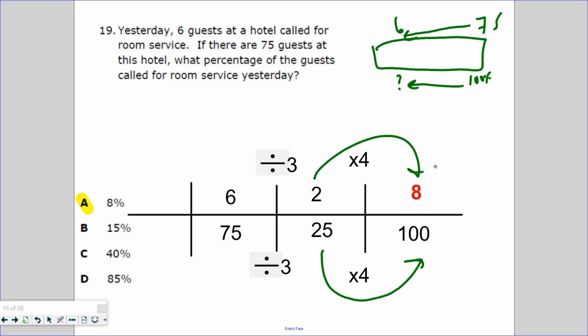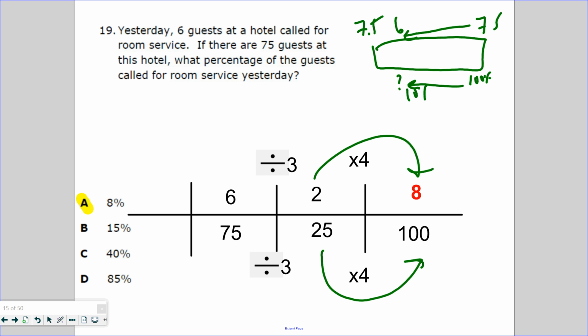Times 4, you get 8%. To check your work, 100%, 10% divided by 10 would be 7.5. So 6 is a little less than 7.5. Oh, so 8% makes sense.